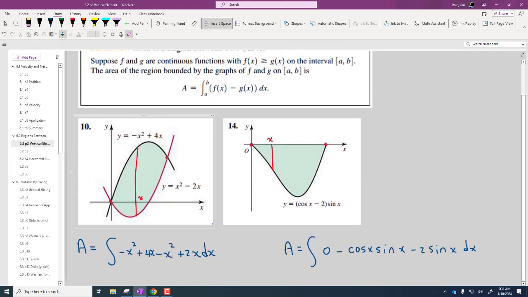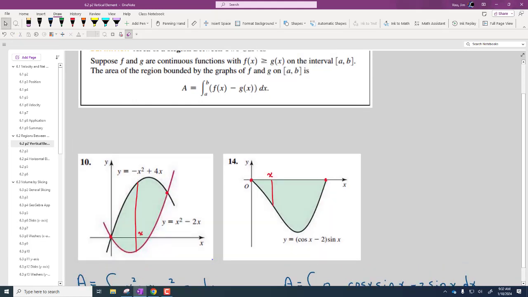Let's put in a little bit of space right here. And let's set these two equal to each other. So we have negative x squared plus 4x. Set it equal to x squared minus 2x. Put everything on one side. This is a nonlinear equation.